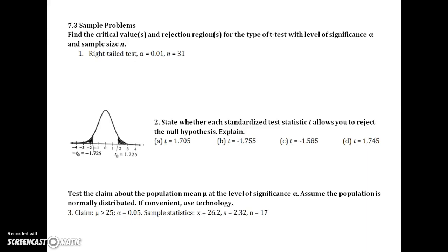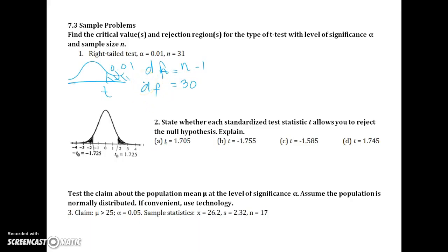So for our first example, you're going to find the critical value or values and the rejection regions for the type of t-test with the level of significance that is given as alpha and for the given sample size. So we're looking for a right-tailed test. If you're thinking about this graphically, you're looking for this part. It's a right tail, so you're looking for the positive version of t. And then your alpha for this is 0.01. Your degrees of freedom, remember, is n-1. So for this case, it's going to be 30.